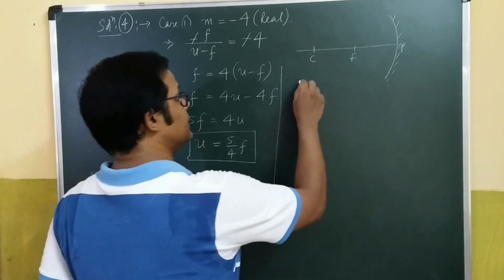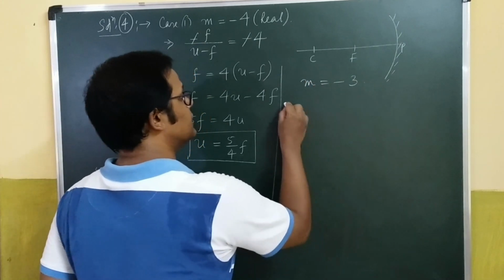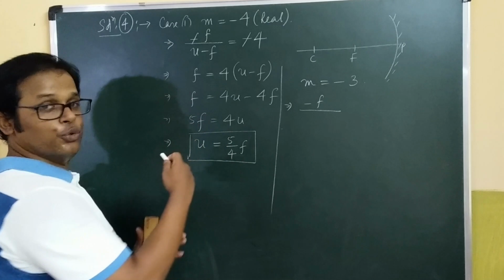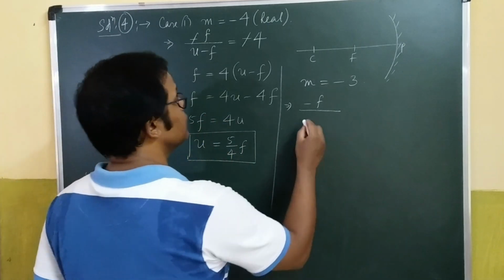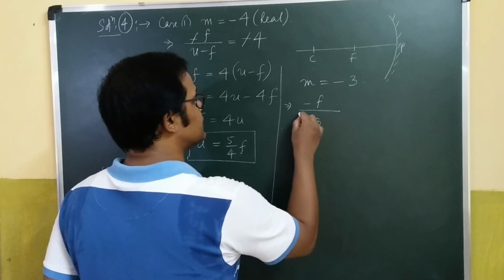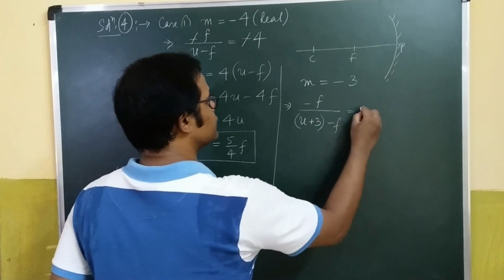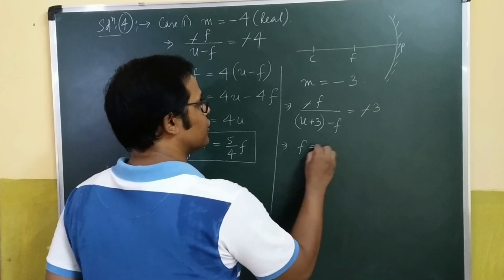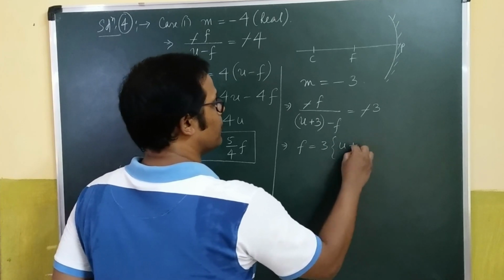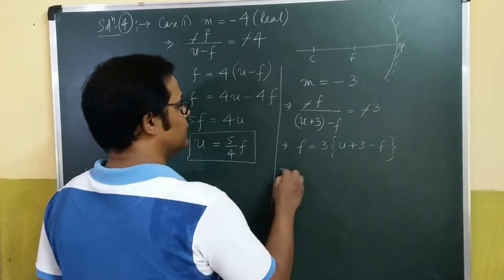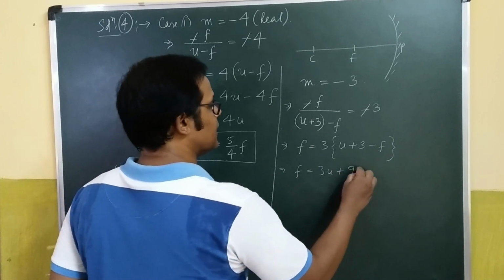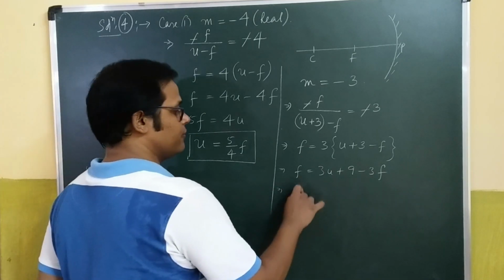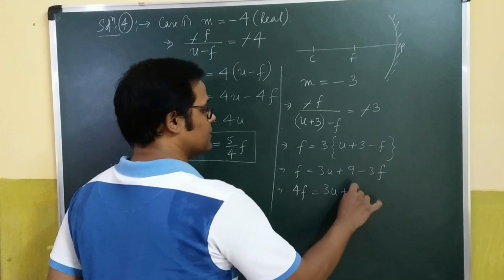M equals minus 3. So m equals minus 3. So I get minus f. Now be careful about it. U, the object has been moved by 3 centimeters. So in place of u, I will be writing u plus 3, addition of 3 centimeters, minus f is equal to minus 3. So I find this minus gets cancelled off, and f is equal to 3 into u plus 3 minus f. So f is equal to 3u plus 9 minus 3f. So 3f comes over to the left side, becomes 4f is equal to 3u plus 9.